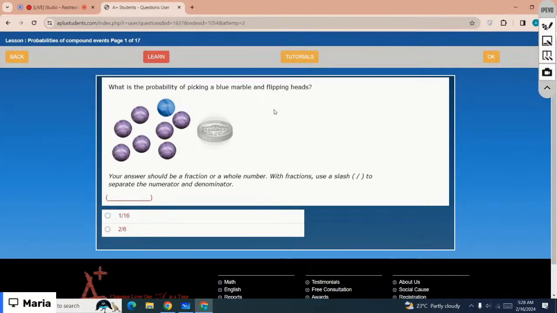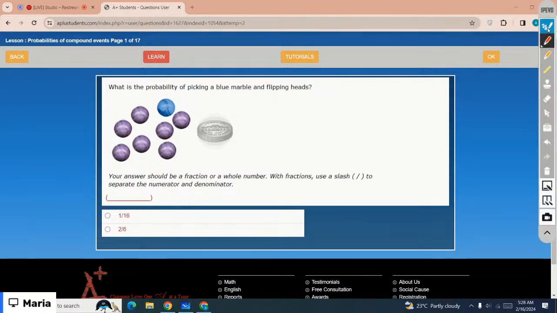Okay, look at this one. What is the probability of picking a blue marble and flipping heads? Now you have to calculate the probability of blue marbles and the probability of heads, right? So, first, let's just see them like two different events.